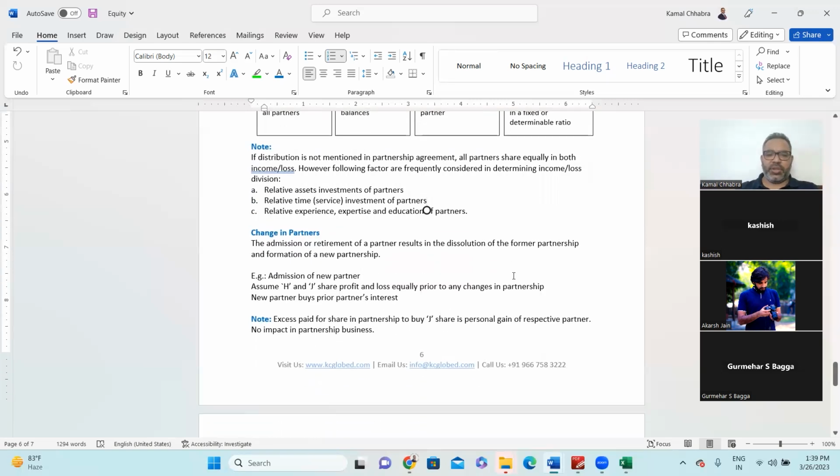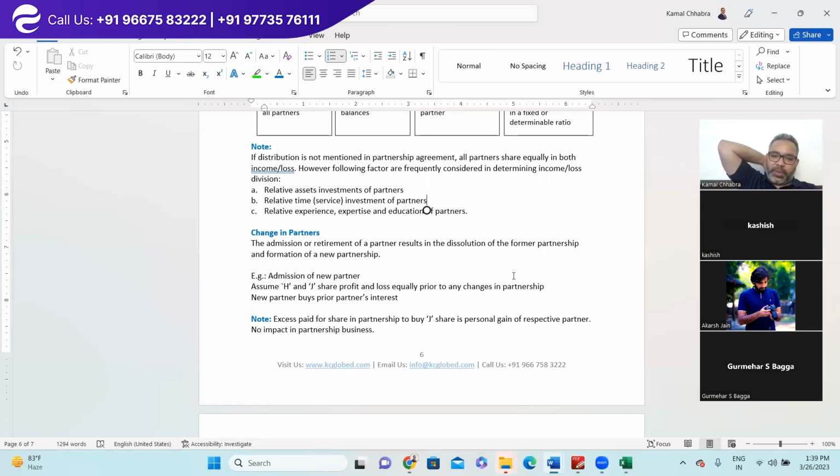If there is any admission or retirement of a partner, that may result into dissolution of the former partnership and formation of the new partnership. I'm sure this is also something you might have studied in school days. Like admission of new partner, assuming H and J share the profit and loss equally prior to any change in partnership, a new partner buys the prior partner's interest. So instead of J, let's assume K has come.